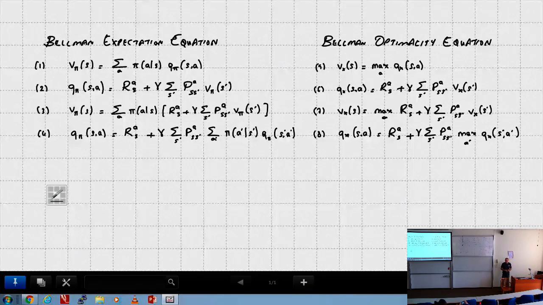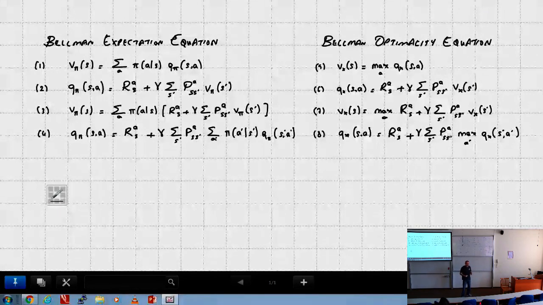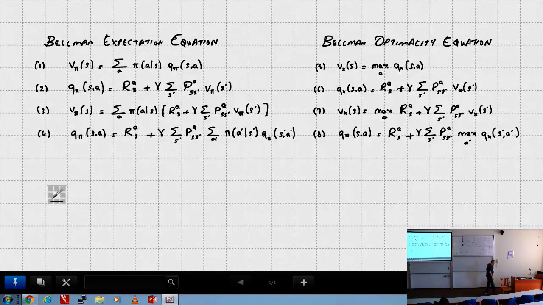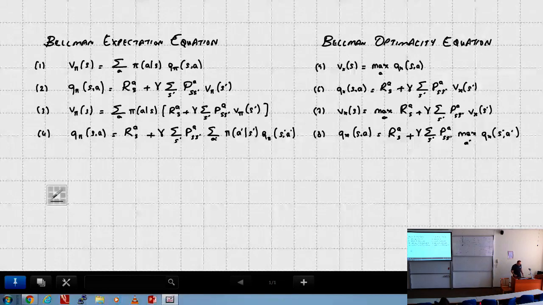So these are all the same. Well, there are two equations actually. Equations 1, 2, 3, 4 are the same equation, and 5, 6, 7, 8 are the same equation. But they come in different forms to make some math and some algorithms easier.